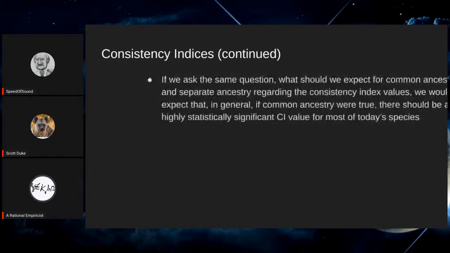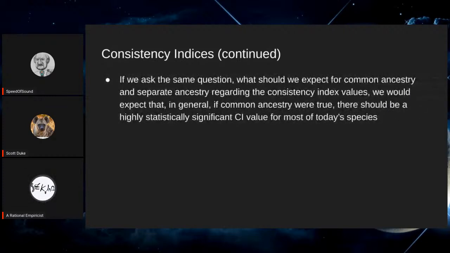So we can ask the same question between common ancestry and separate ancestry that we asked for phylogenetic signal, but this time for consistency index values. So we would expect under common ancestry that there should be a highly statistically significant CI value, consistency index value, for most, if not all, of today's species, based on different studies measuring the CI values of the species involved.